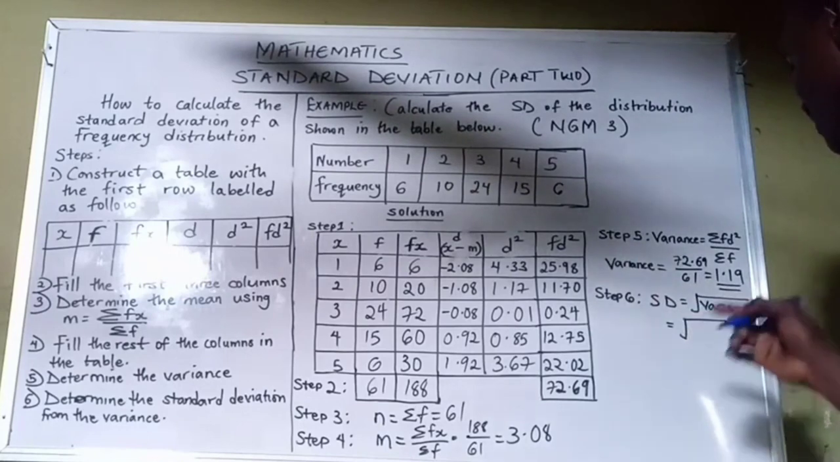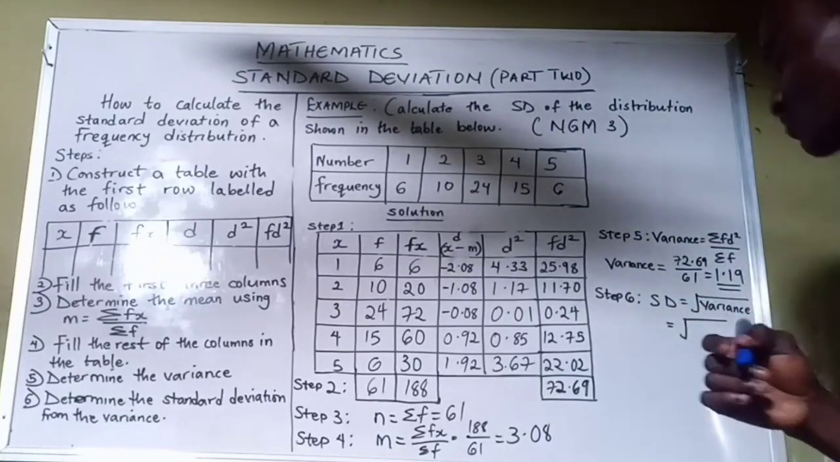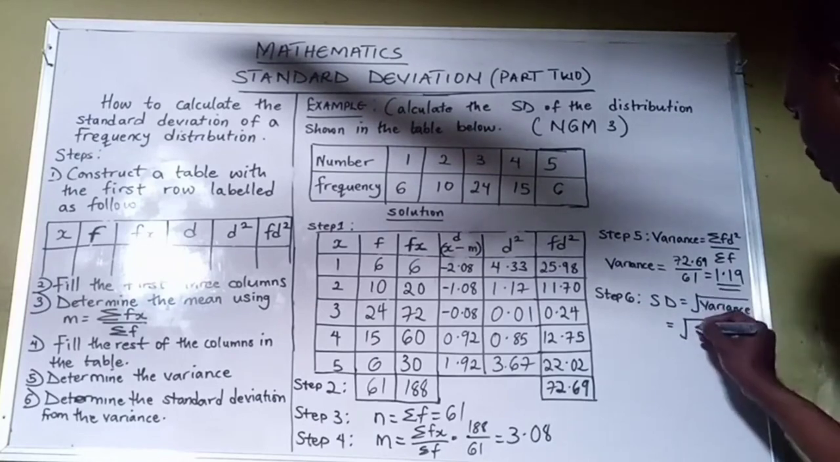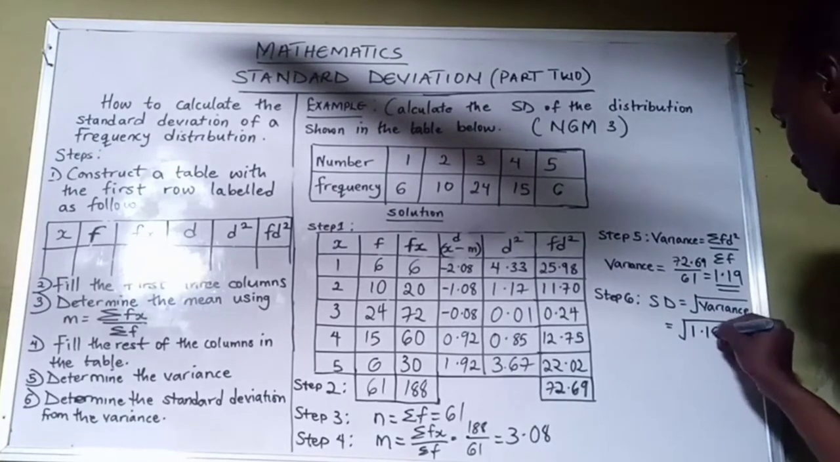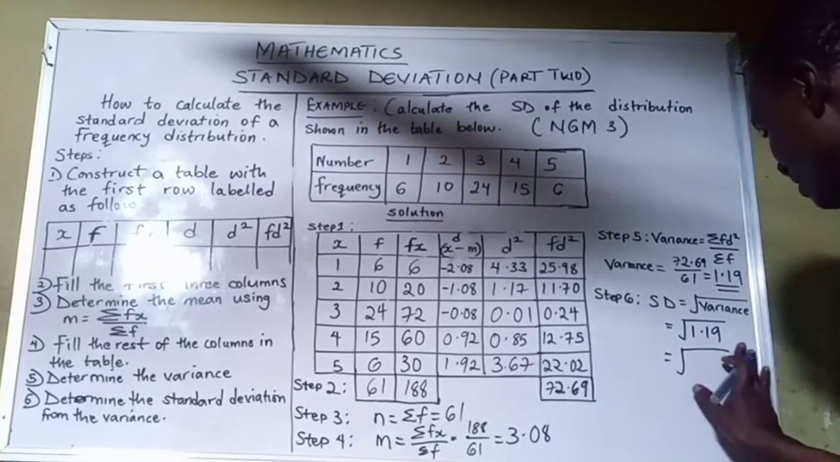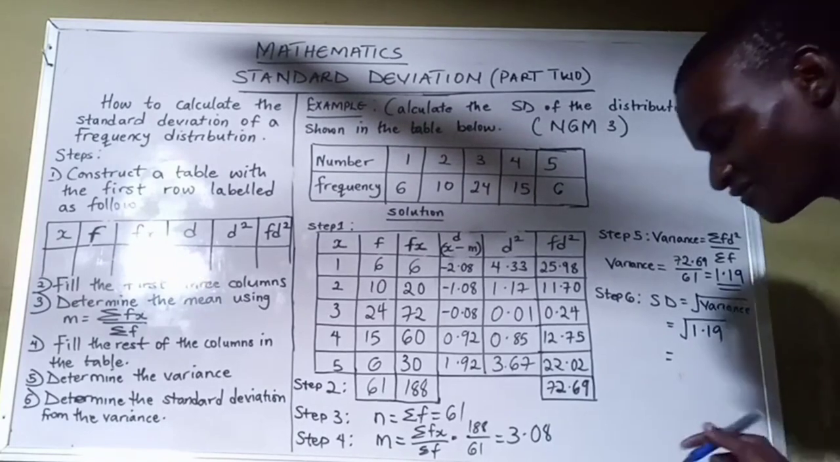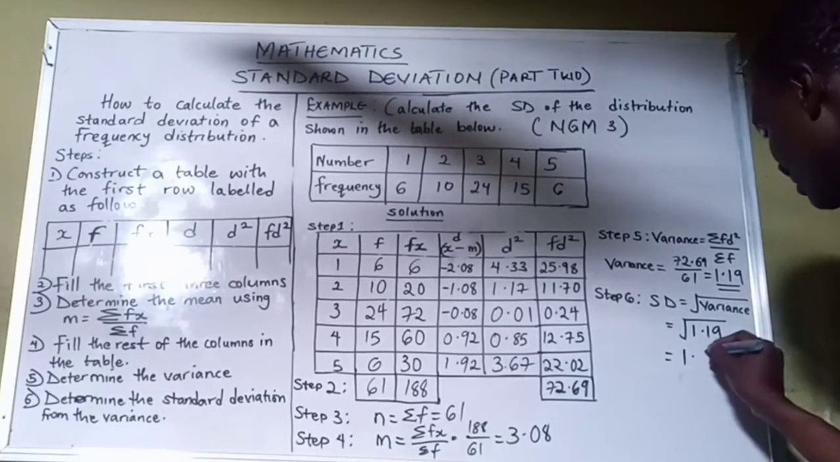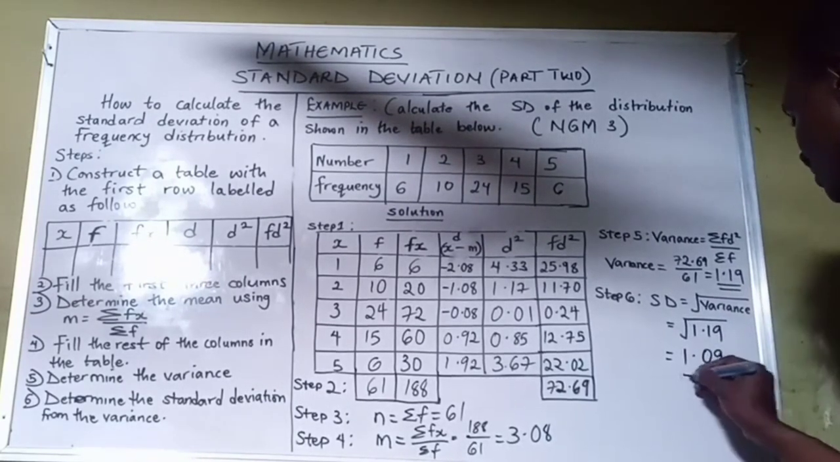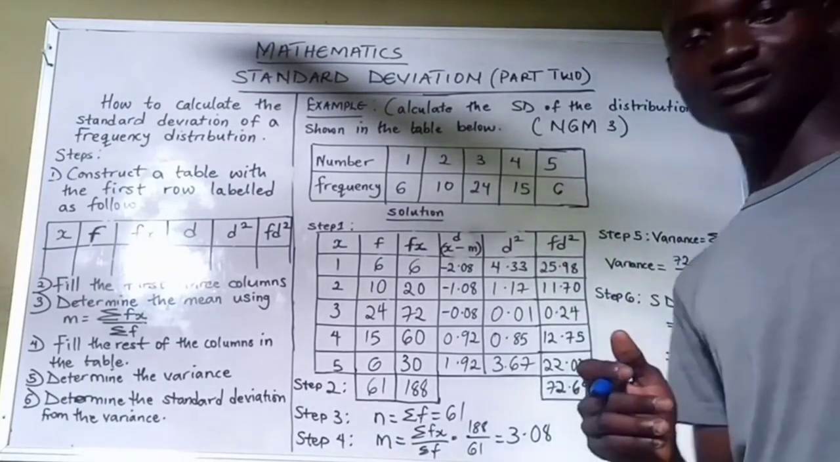Then finally, we need to find the standard deviation, which is the last step. To find the standard deviation, we do the square root of 1.19. And what is the square root of 1.19? When we punch our calculator and compute this, our final answer gives us 1.09. This is the standard deviation of this question. And that is how it is done.